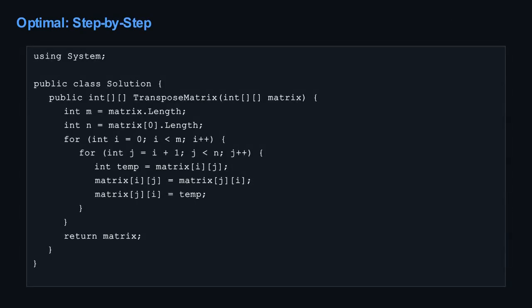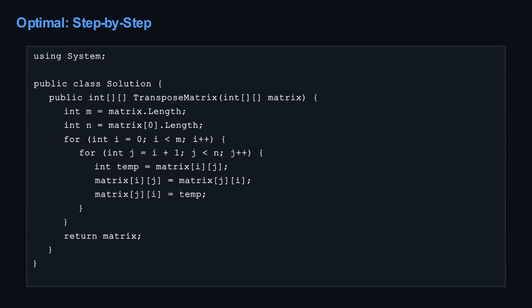Let's trace this on a 3x3 grid. Our grid has numbers 1 through 9. We start with the row index at 0. The column index starts at row index plus 1, so column is 1. The value at row 0, column 1 is 2. The value at row 1, column 0 is 4. We store 2 in a temporary variable. We move 4 into row 0, column 1. Then we move 2 into row 1, column 0.